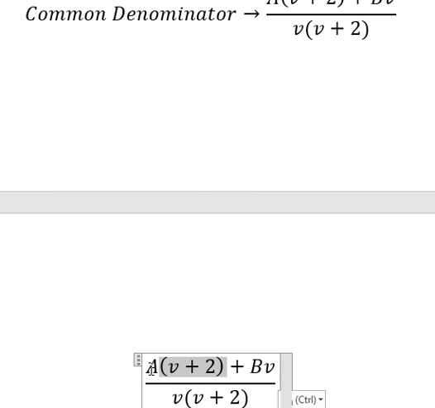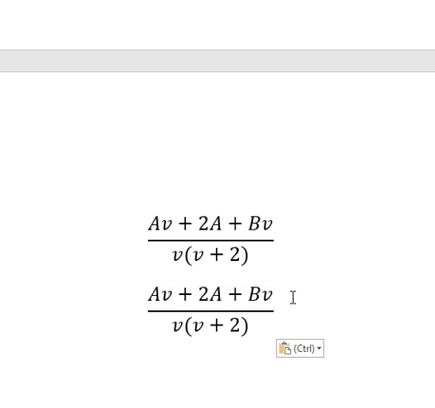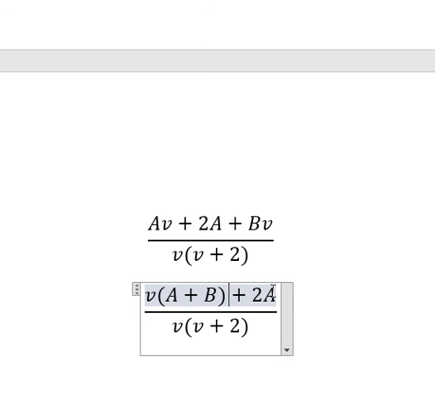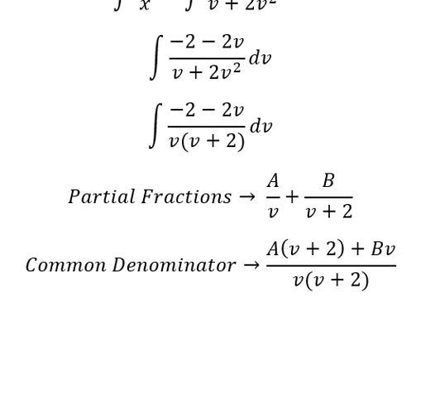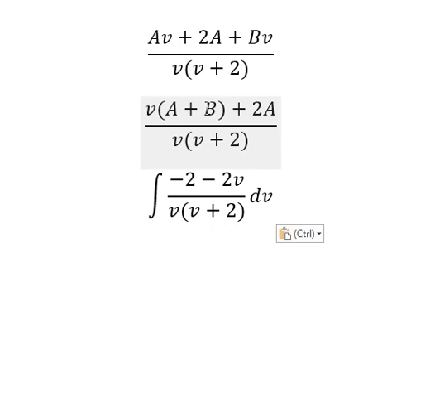Next, we need to expand this one. So we have V and V, we can do factorization. Now let's compare to this one. So because we have v in here, the coefficient of v is negative 2. So a plus b equals negative 2. 2a should equal negative 2.